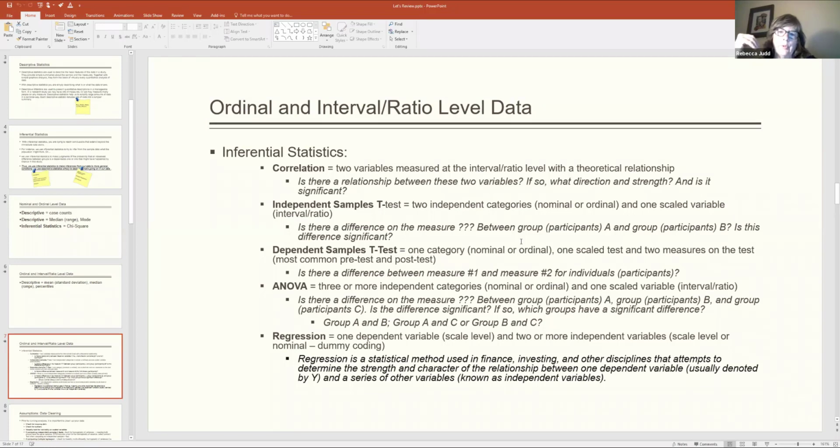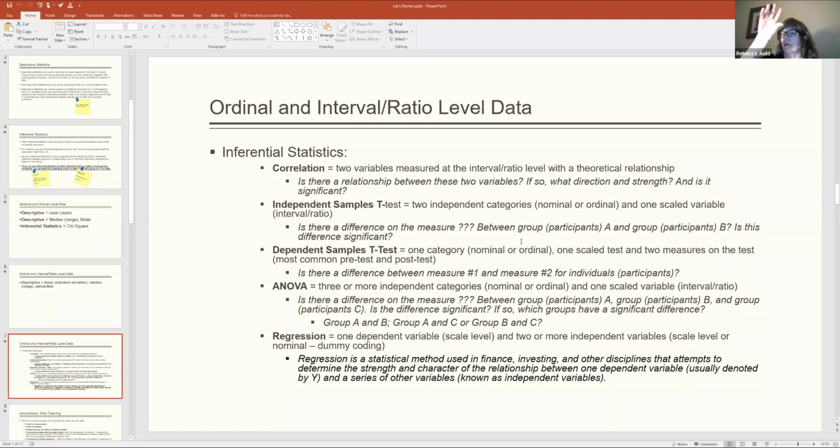The dependent samples t-test, and we're going to run through this tonight, is one category, nominal or ordinal, and one scale test, but two measures. So this is always a pre-test, post-test. You're actually comparing the same individuals who take the pre-test and who take the post-test.